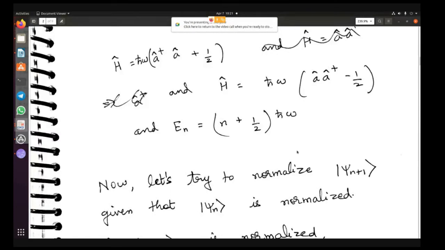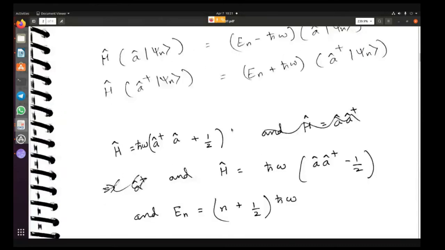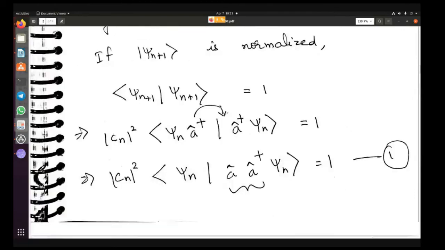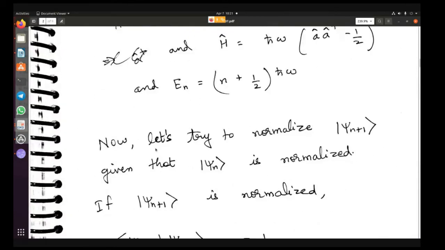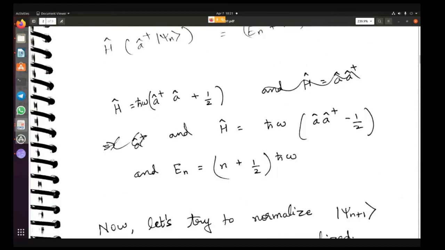Okay, so what we are trying to do is normalize psi n plus 1, because we have written here psi 1 is b naught into A dagger psi naught. So we don't know what this b naught is, so we need to find the normalization factor. That's what we are trying to do. And that way we'll also find what the other psi n's are, in general what the function psi n looks like. So here we have already written the Hamiltonian H in terms of A and A dagger.